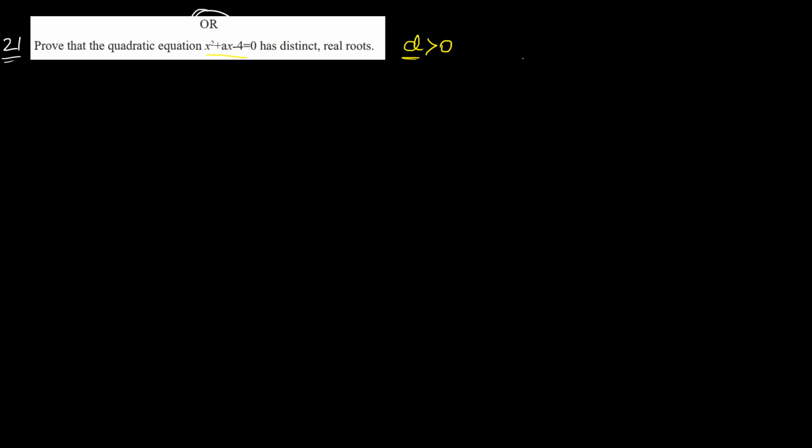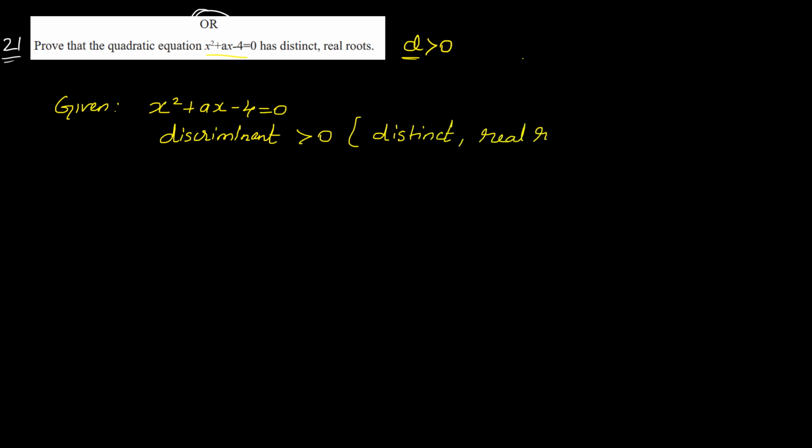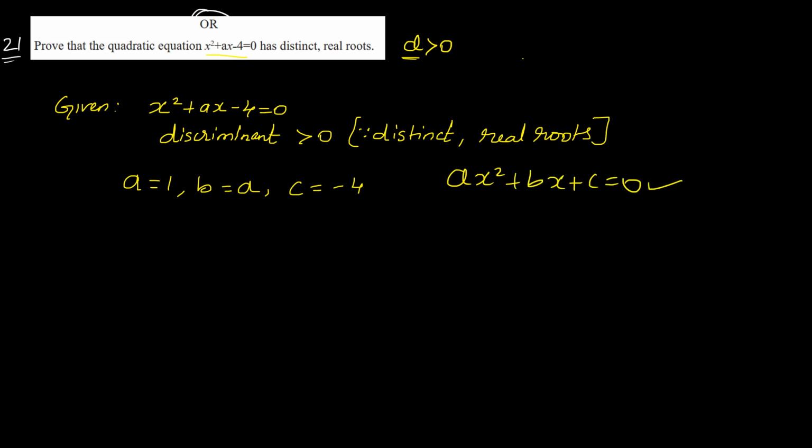For that we have to write the given data. What is the given data? x square plus ax minus 4 is equal to 0, and D is greater than 0, because it has distinct and real roots. And what is the value of a, b, c? a is 1, b is equal to a, and c is equal to minus 4. How to write? You have to compare with the standard equation ax square plus bx plus c is equal to 0. Then you will get the values of a, b, c.